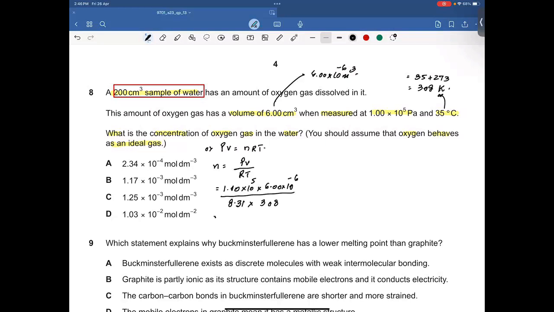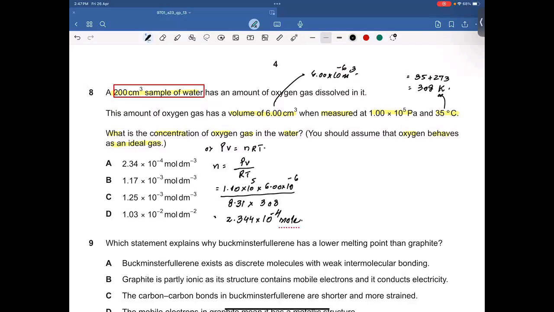So let me calculate this. 1 exponent 5 times 6 exponent minus 6 is 0.6, divided by 8.31 times 308. The answer is going to be 2.344 times 10 to the power minus 4 moles.